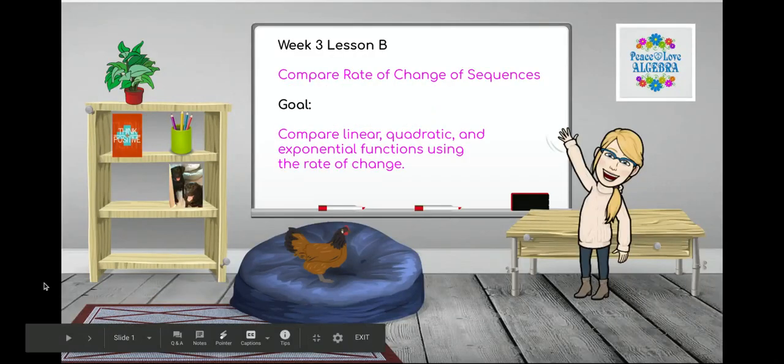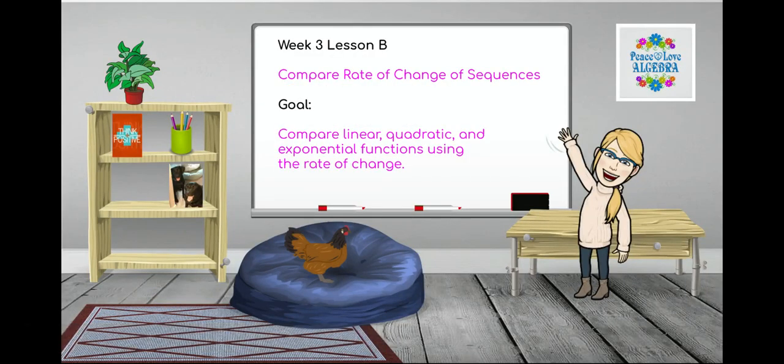This is week 3, lesson B. In lesson B, we're going to compare rate of change sequences, and our goal is to compare linear, quadratic, and exponential functions using the rate of change. So those are new words for us that we're going to start exploring. We learned about rate of change the other day. Rate of change was how fast a sequence was growing.